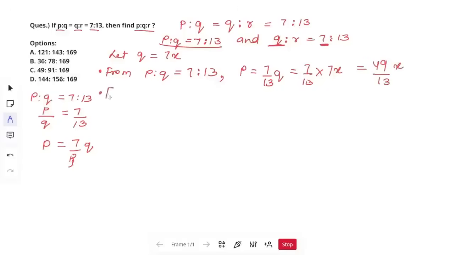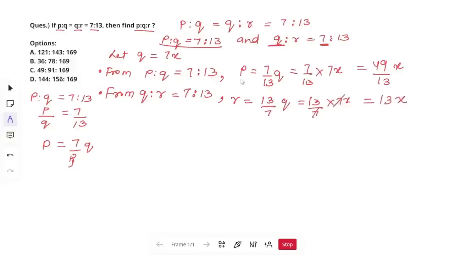Now again, from the second equation, Q is to R equals 7 is to 13, this time we are going to find the value of R. So R will be 13 by 7 Q. So 13 by 7 into 7x, the 7 and 7 cancel, and we get 13x. We have found P in terms of x, R in terms of x, and we have assumed Q in terms of x. Now let us substitute all these values.